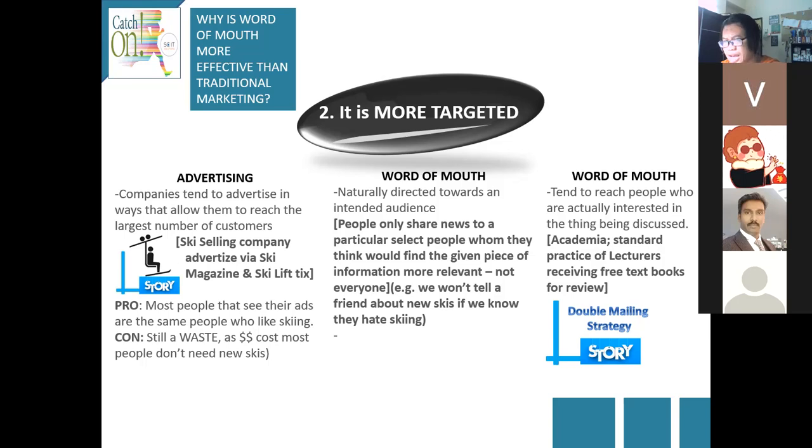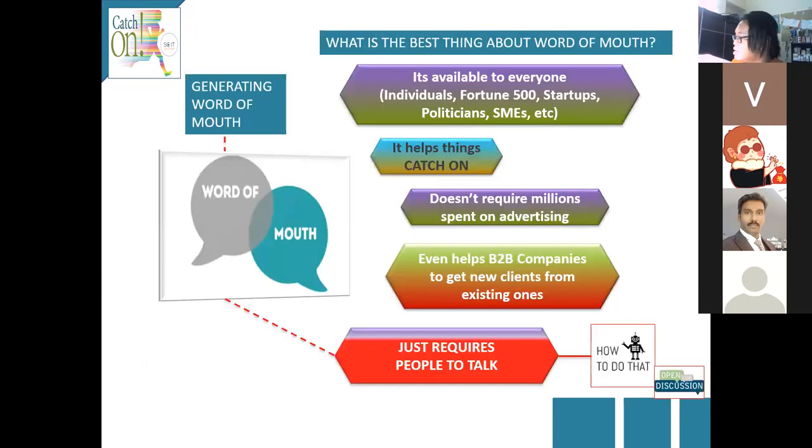In the double mailing strategy, rather than sending books to everyone, which is what conventional marketing does, the publisher only went to Professor Berger and others to do the word of mouth for them. So what is so good about word of mouth marketing? The answer is very simple. The best thing about it is that it's available to everyone, whether you have a budget or not, whether you're a businessman or not, whether you're an employee or not. And that is a key ingredient of being viral.